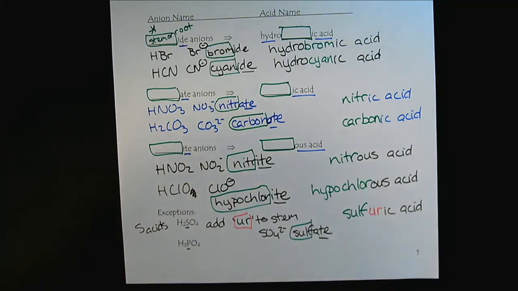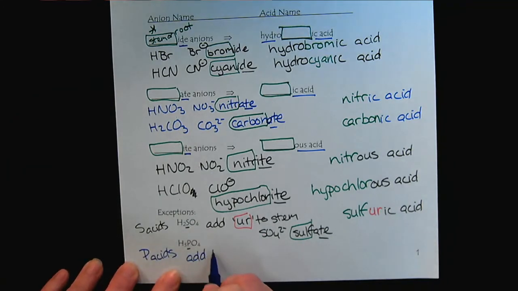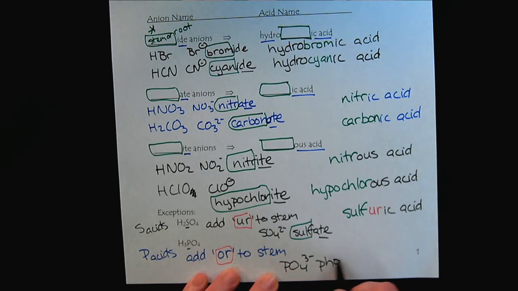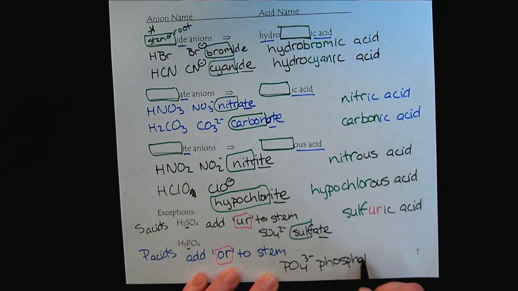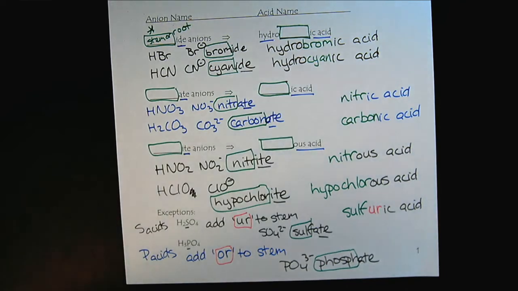In a similar fashion, when we have phosphorus-based acids, we're going to add an OR to the stem. All right, so we'll put that in red as well. So just like before, it's PO4 3-, that's phosphate. All right, so here, everything in front of 8 is the original stem.